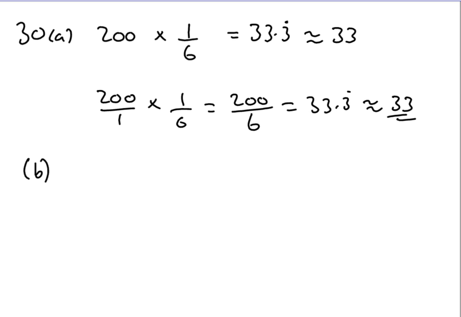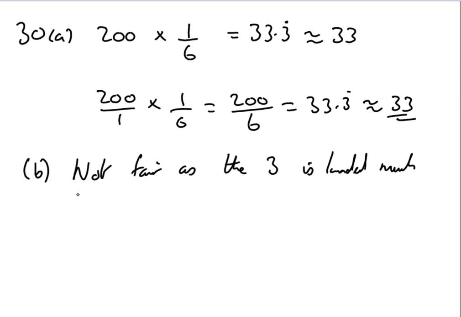Part B. Table shows the number of times the arrow stops on each number. Do you think the spinner is fair? Give a reason for your answer. And I would say it's not fair, as 3 is landed on much more times than the other numbers.